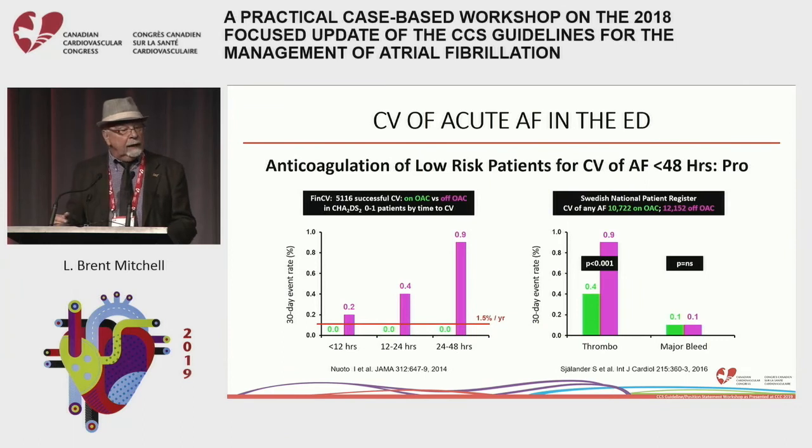So what other data do we have? I like this on the left side. This is from the FIN-CV, 5,116 successful cardioversions on anticoagulants or off anticoagulants, former in green, latter in magenta, in CHADS-2 0 to 1 patients, divided according to the time of cardioversion. And you can see that even the CHADS-VASC 0 to 1 patients who present very early, in 12 hours, are still at a greater risk than the line that we drew in the sand as a Canadian Cardiovascular Society. On the other panel, just to point out that the major bleeding risk for 1 month of anticoagulation, although it must be higher than not anticoagulating, is not sufficiently higher that we can actually demonstrate it. So we're not paying a lot in terms of bleeding.